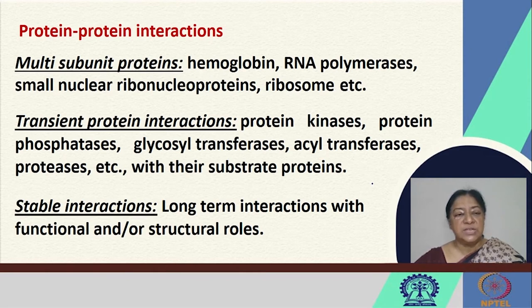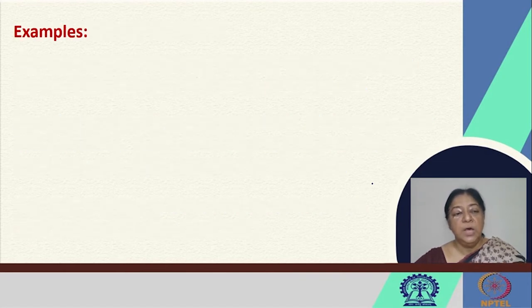So the protein-protein interactions can occur in multi-subunit proteins, for example hemoglobin, the ribosome, and RNA polymerases. We have transient protein interactions such as protein kinases and phosphatases, which interact in a very transient manner with the specific protein that they have to complex with, and then perform the particular reaction or biochemical process that has to occur. That would be a transient type of interaction. There are some stable interactions as well, long-term interactions that have specific functional or structural roles.